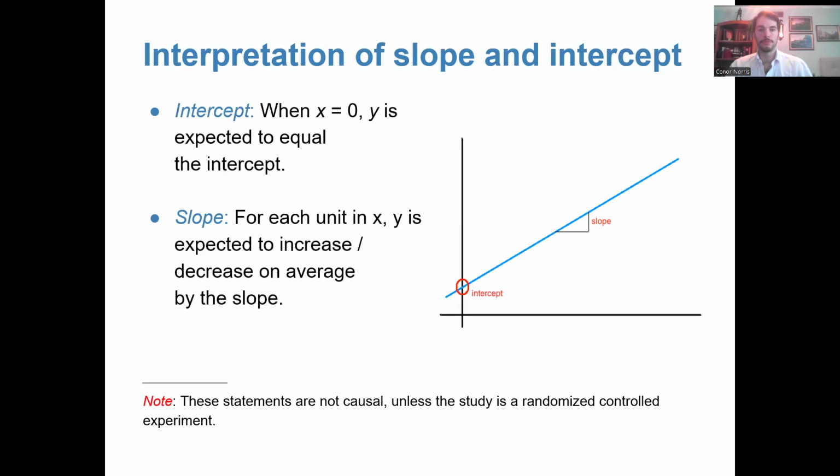Now let's interpret these two numbers generally. So the intercept, that's when x is equal to 0, y is expected to equal the intercept. The slope, for each 1 unit increase in x, y is expected to increase or decrease on average by the slope. But one important note, these statements describe an association, not causation, unless the data comes from a randomized controlled experiment. We have to be very careful when interpreting the results of our regression analysis that there is an association between the two variables, that we see this relationship, not that it is causal.